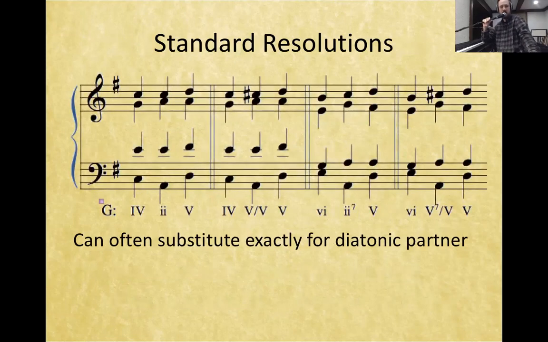So let's look here. If we're in the key of G major, we could have a nice 4 to 2 to 5 progression, and then we'd expect that 5 to go to 1. So 4, and this is standard part writing, taking common tones where we can.